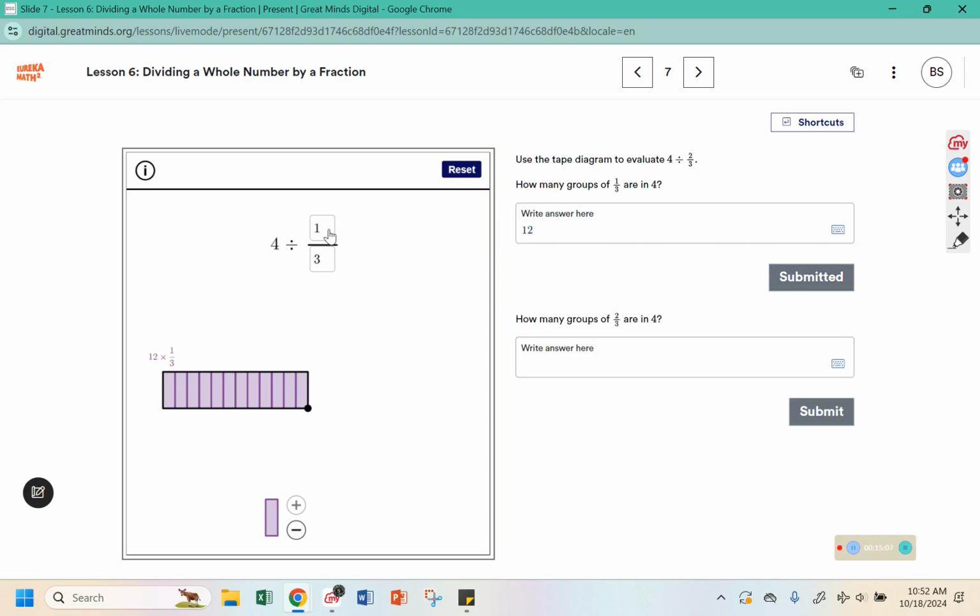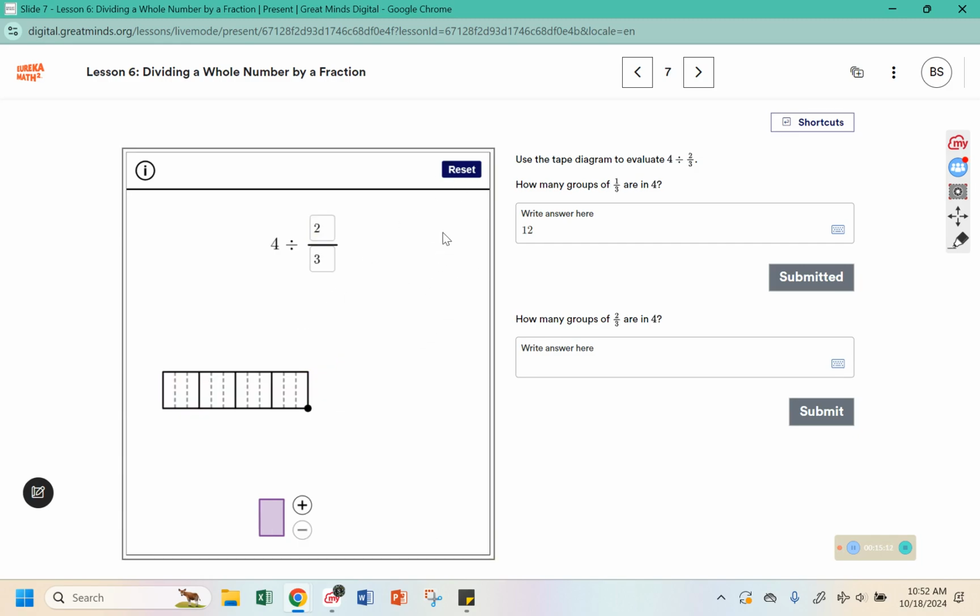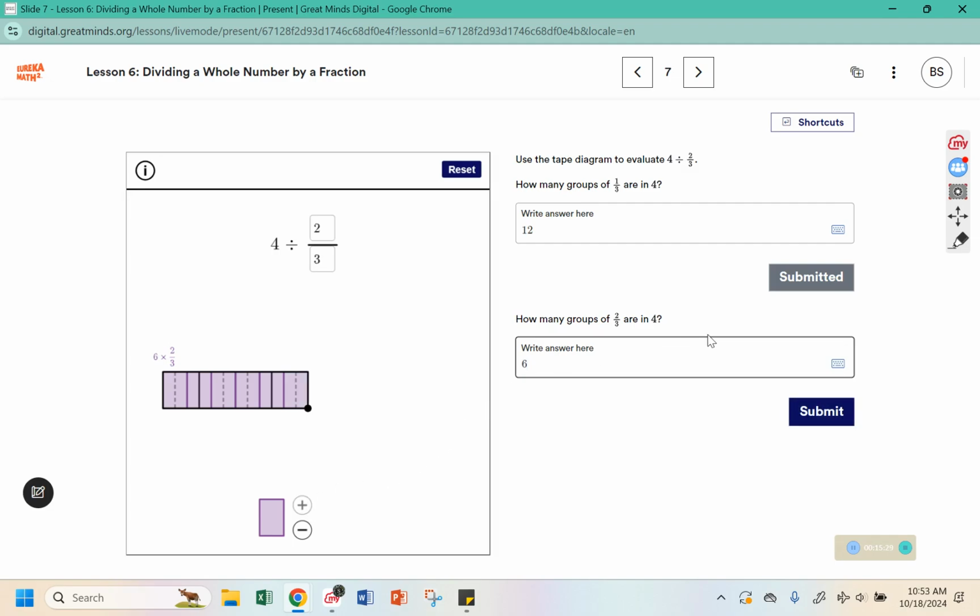Now we need to think of it as how many 2/3. So we're going to reset that. I have 4 holes, but this time I'm adding 2/3. So each chunk is going to take up 2 sections, 2/3, and it takes 6 of them.